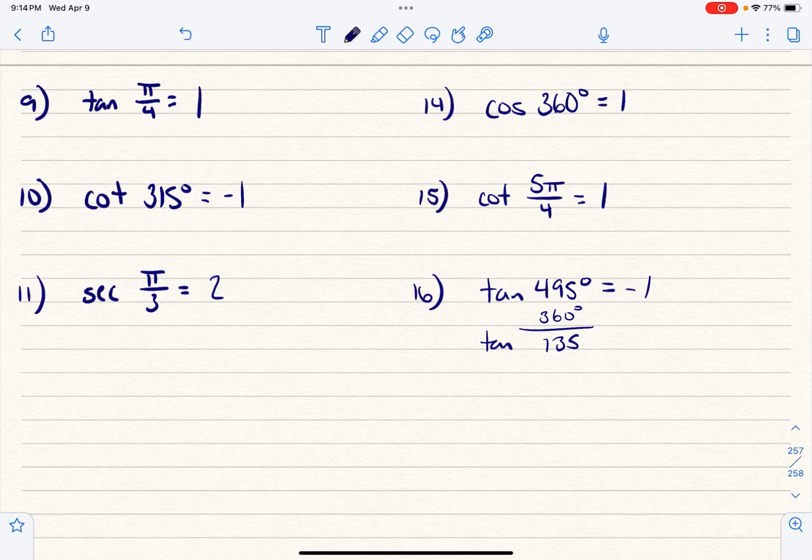Now, my guess is, now that you see this done and explained, you could do it a lot better. So I'm going to have you work on another sheet right now, and then we'll go over the answers to that in just a little bit. Good luck.